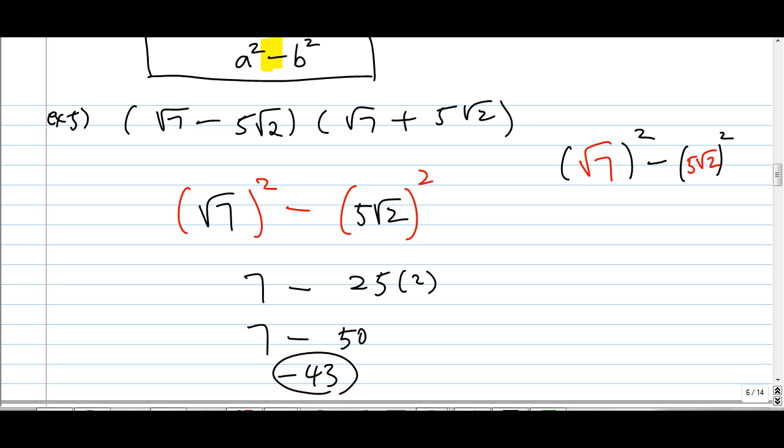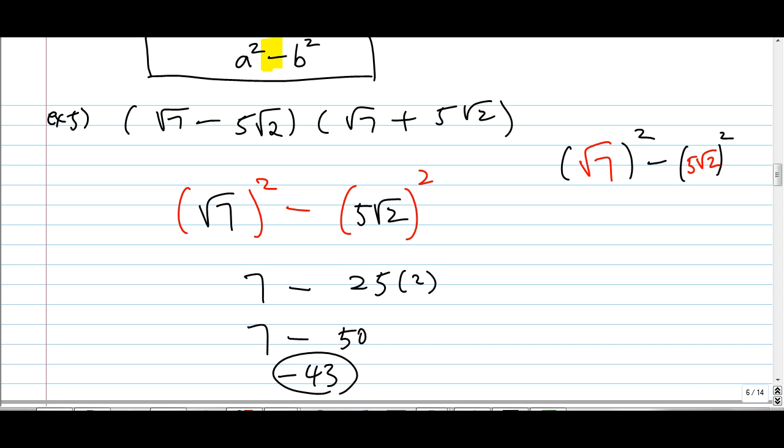Pretty straightforward, right? So isn't this kind of nice to know the difference of squares pattern? Again, look at all the square roots. They all are gone, right? You don't have any more. Does that make sense? Any questions?